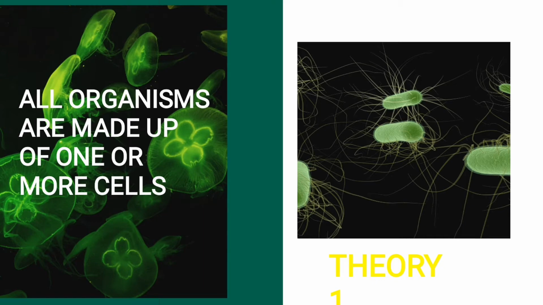All organisms that are found in nature are made up of what? One or more cells. So when you talk about one cell, that's talking about what? Unicellular organisms. But in the aspect of more cells, that's when we talk about the multicellular organism. So that is theory 1, which says all organisms are made up of one or more cells.